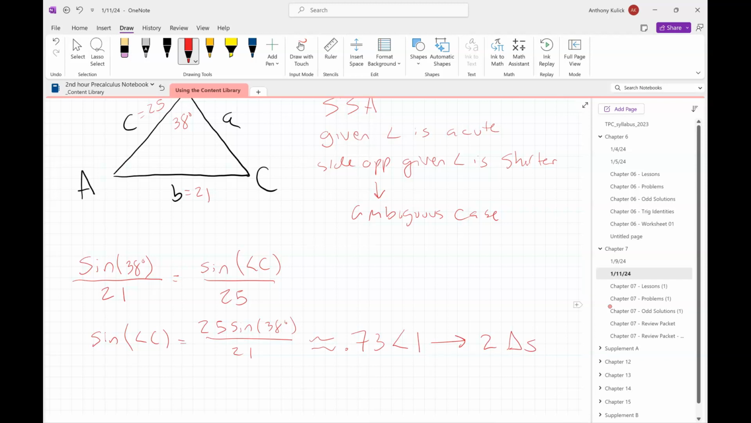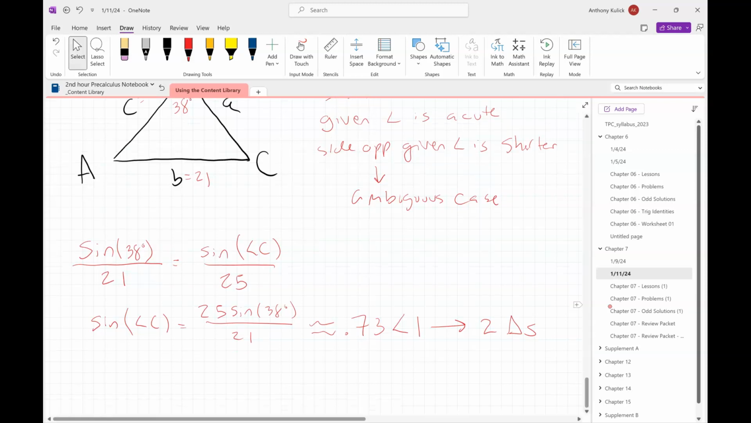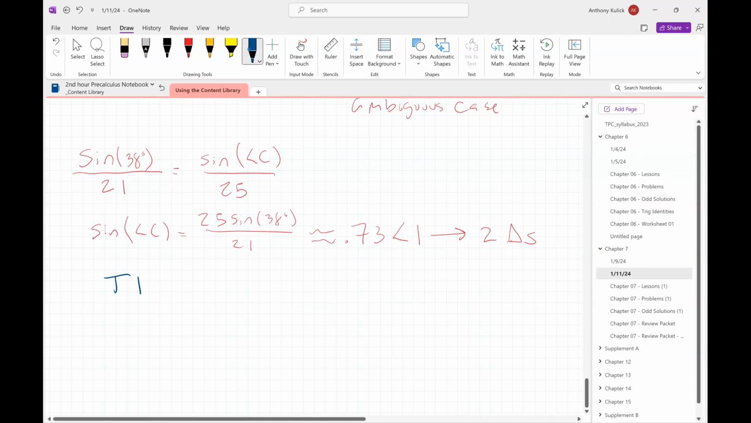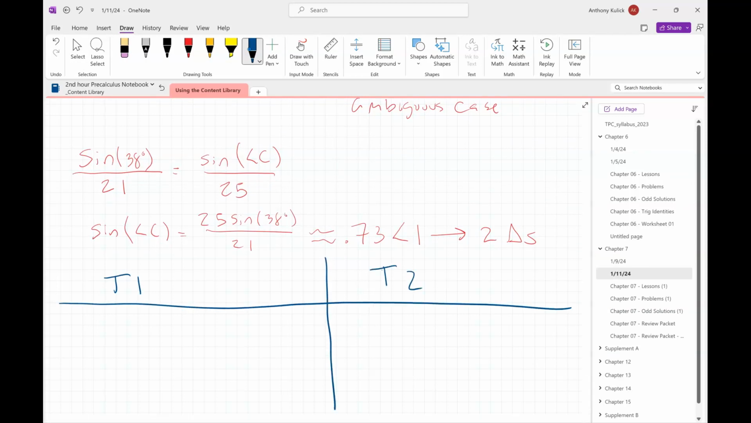Is everybody okay there? I'm now going to divide my paper into 2 sections. One section for my work for triangle 1, and one section for my work for triangle 2. I know that in either case, angle B is 38 degrees. Side b is 20.